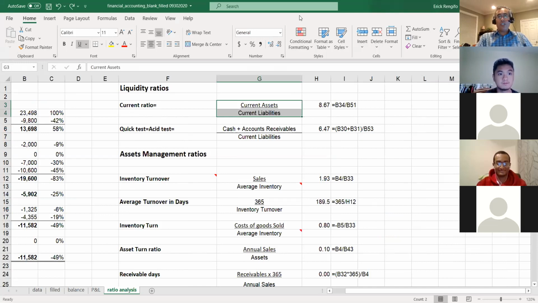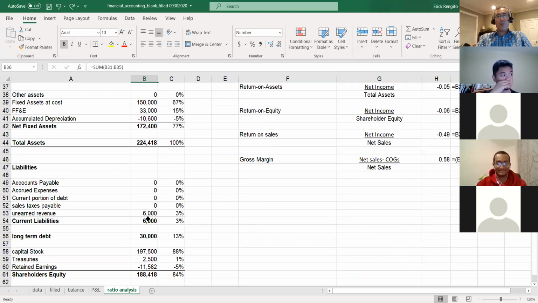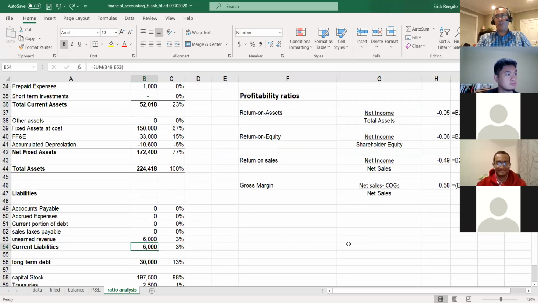So what is the logic here, guys? What we are trying to do is compare my current assets, which is this part here, with my current liabilities. So basically, do I have enough money to cover my short-term liabilities, my short-term debt? Do I have that money? If you see $52,000 versus $6,000, of course, you have a lot.